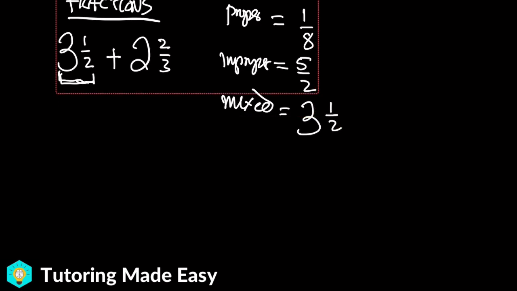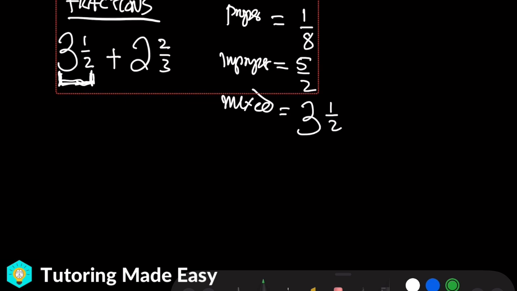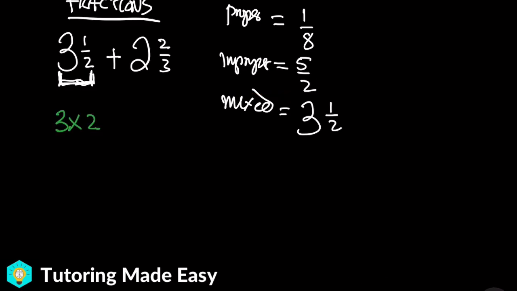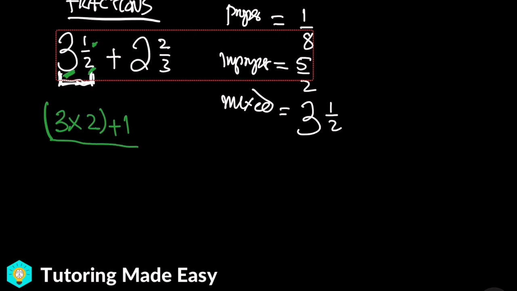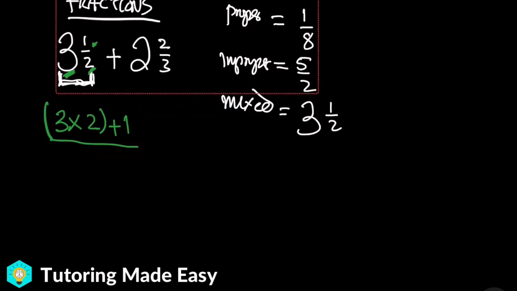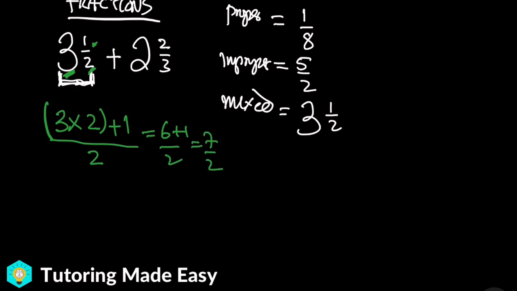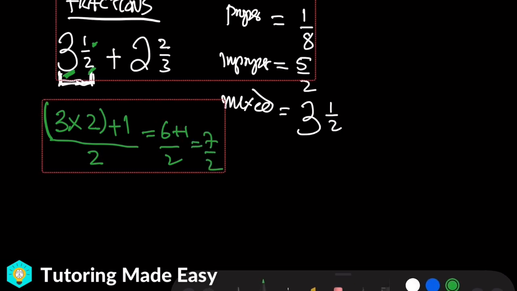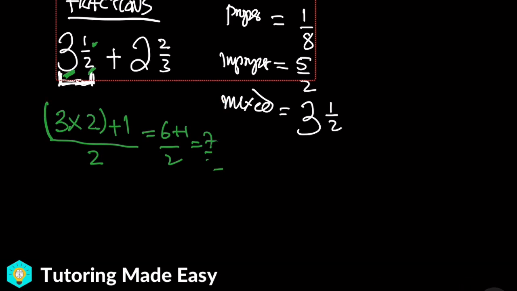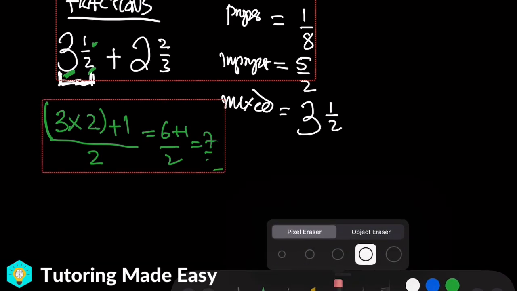So the first thing is to change this mixed fraction into an improper fraction. To do that, we multiply the whole number 3 by the denominator, which is 2. And then when you do that, you add it to the numerator. So 2 multiplied by 3, add it to the 1. And then we divide everything by the denominator, which is 2, because the denominator is what is dividing anyway. All right. So when we do that, we end up getting 6 plus 1 over 2, which is 7 over 2. I hope that helps.